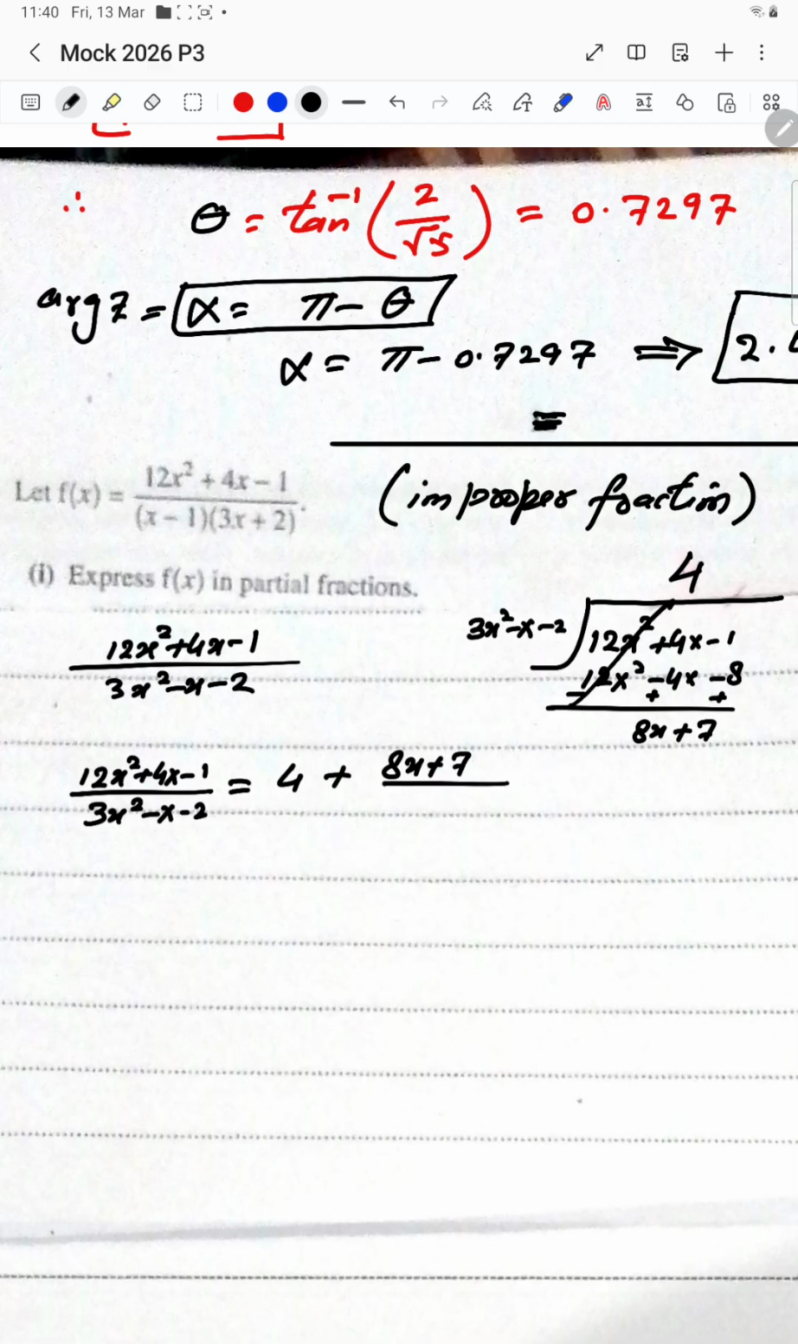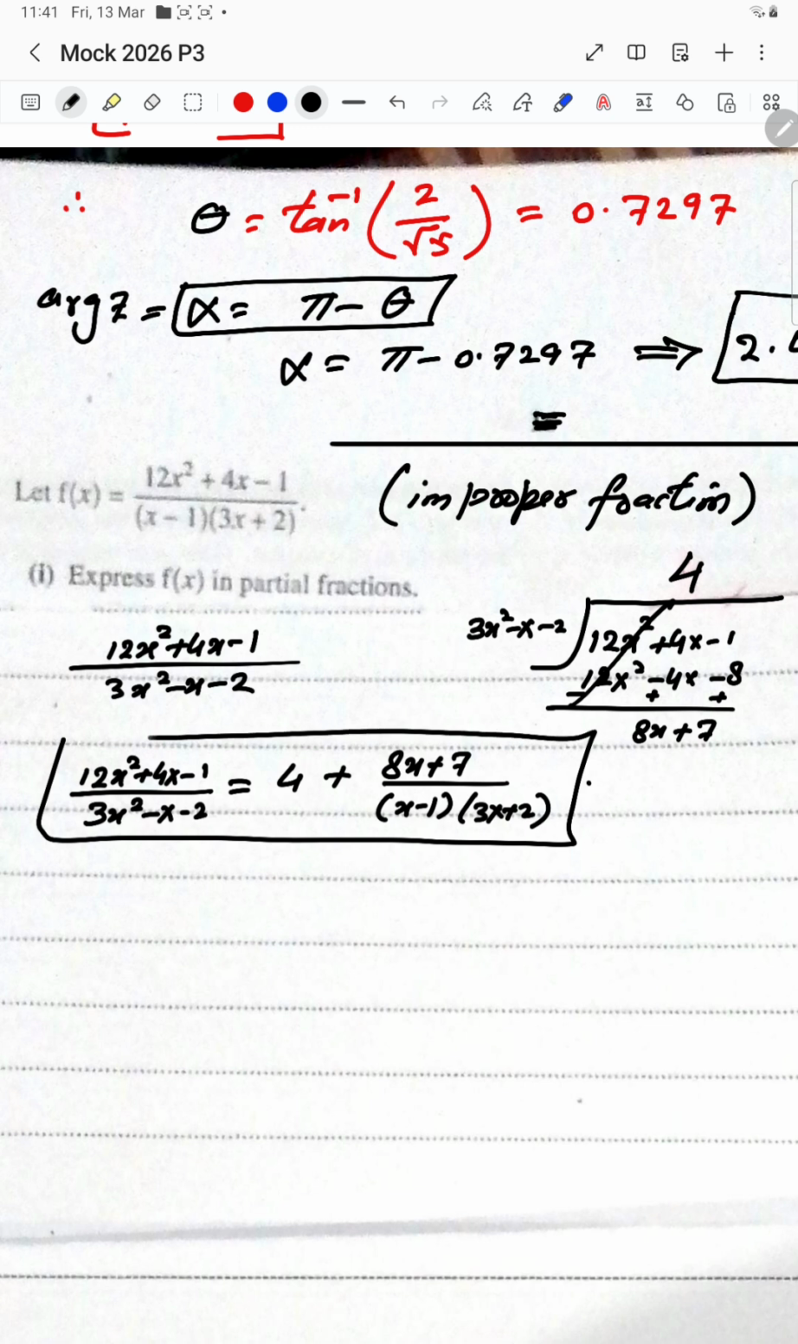over divisor. Divisor is what? The same, I can write it back in the factor form, x minus 1 times 3x plus 2. Now I need to make partial fractions of this, and while substituting here I will get the answer. So I will write 8x plus 7 over x minus 1 times 3x plus 2.